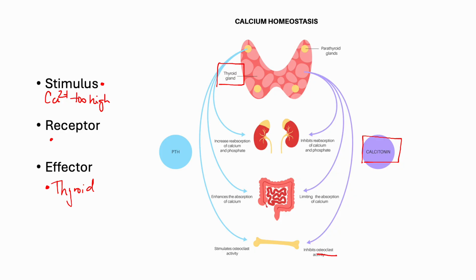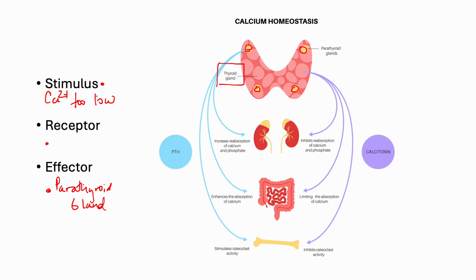Now let's erase and say that calcium is too low. So we don't have enough calcium in our blood. So again, we have to have receptor cells that recognize calcium levels are too low, either in the kidney or the parathyroid gland. And our effector in this case is going to be the parathyroid gland. Okay? So remember, the parathyroid are these 4 small embedded areas.